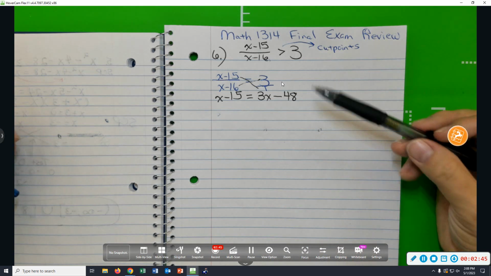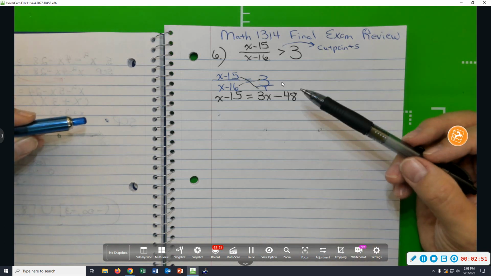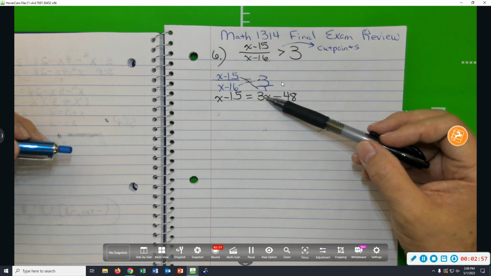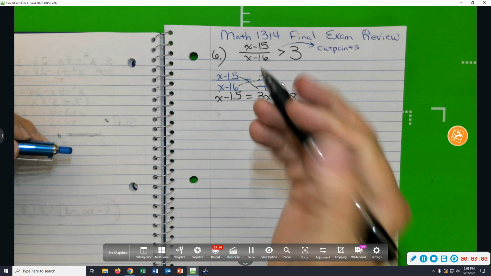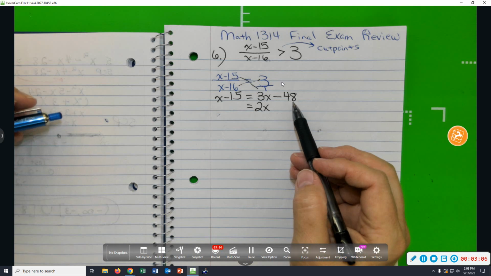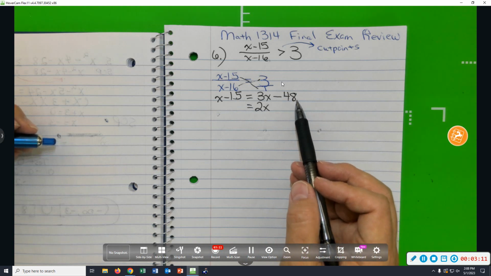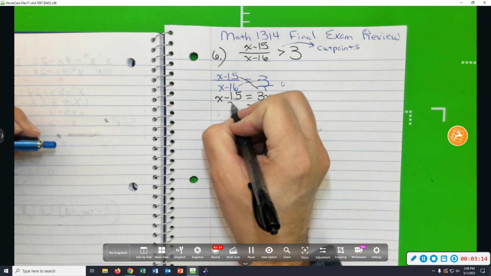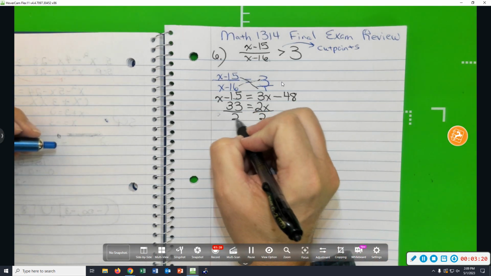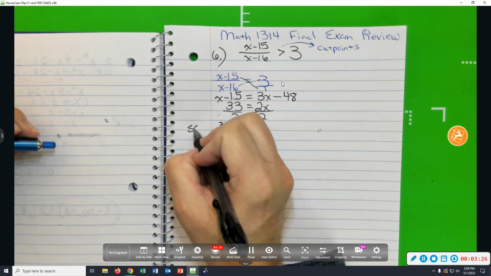I think, notice this is linear. There's no x squared. We're not going to have to try to factor or anything. So we just need to combine the x terms. I think I'm going to get all the x terms on the left side. We have a 3x minus 1x. That'll give me a 2x. What am I going to do to get rid of that minus 48? Add 48. Negative 15 plus 48 gives me a positive 33. Then we divide both sides by 2 to get x equals 33 over 2 for my solution cut point.